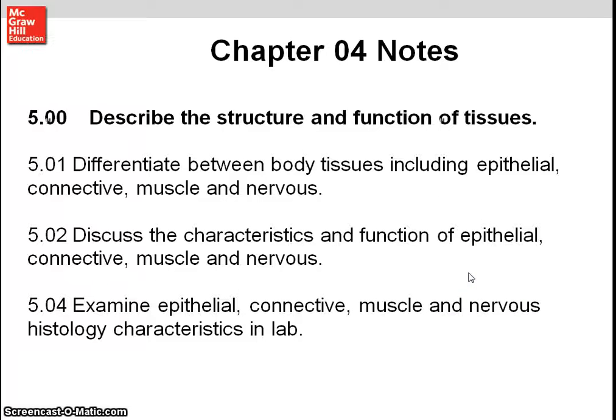connective, muscle, and nervous. We need to be able to discuss characteristics and functions of epithelial, connective, muscle, and nervous tissues, and examine epithelial, connective, muscle, and nervous histology characteristics in lab. We'll be doing that tomorrow and Thursday.